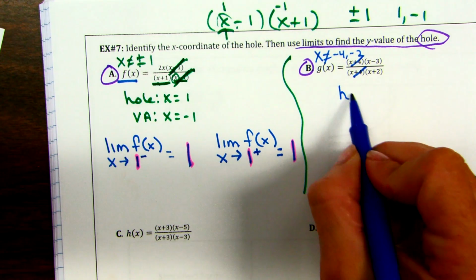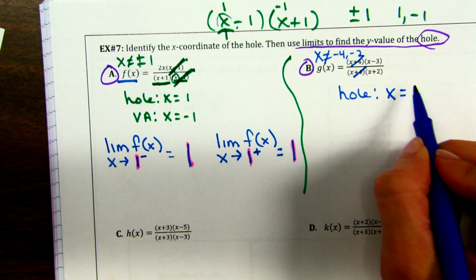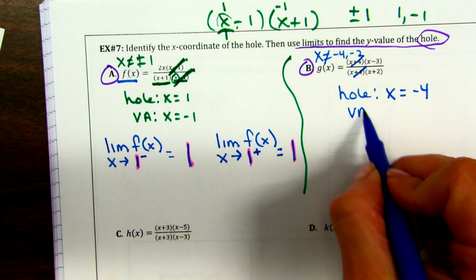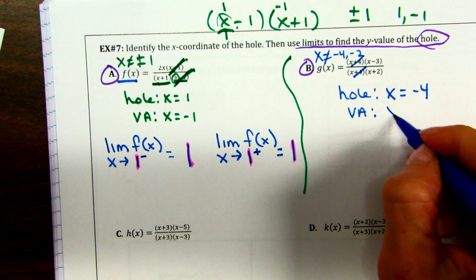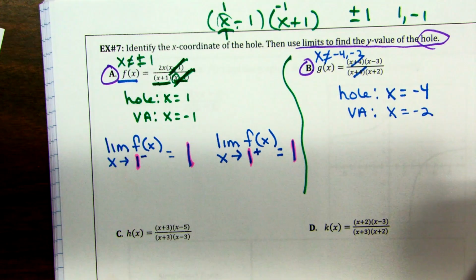Simplify. If you cancel, you have a hole. So I would have a hole at x equals -4, right? And I would have a vertical asymptote at anything that's left in the denominator, which is -2. It didn't ask, and I'm not going to worry about it, but I would have a 0 at x equals 3. Okay? That's it.